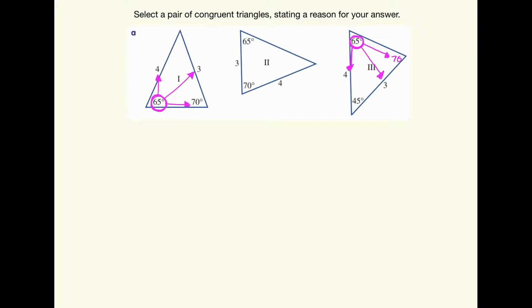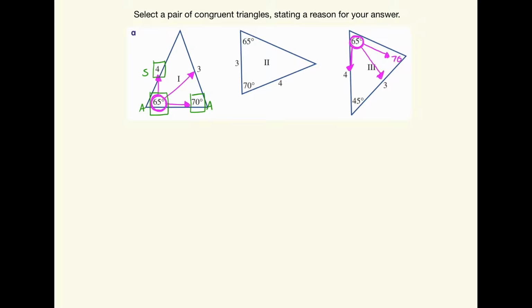So let's see what we're going to use and then we'll determine what test that will be. Now it doesn't matter what we use, but I'm going to use 65 degrees, I'm going to use 70 degrees and I'm going to use the length 4. So we have a side, an angle, and an angle. The letter combination that we will use for our congruence statement will be ASA.